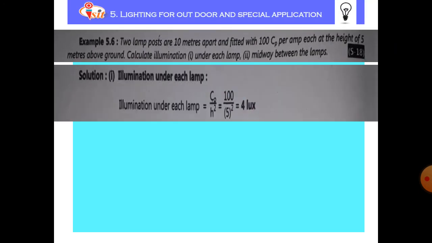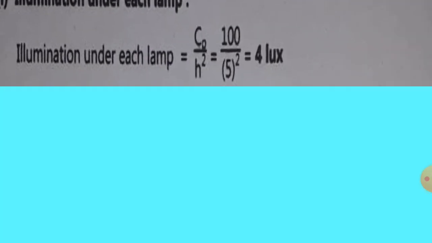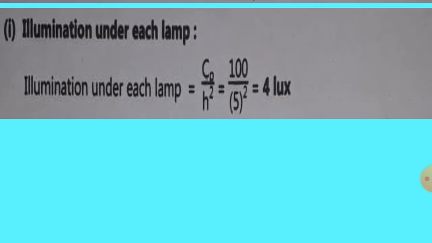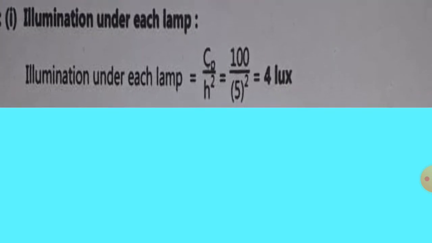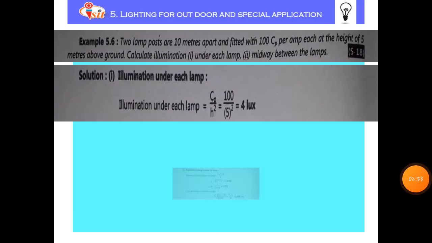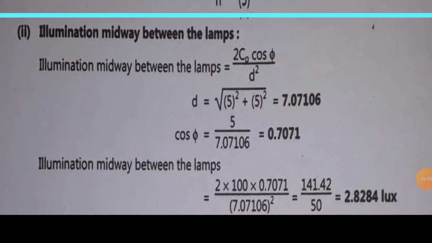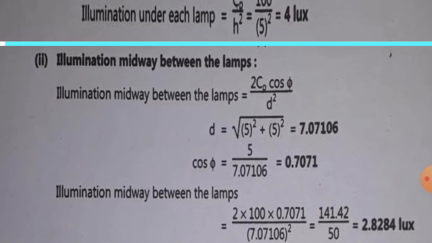Let us start with the formula to find the illumination under each lamp. We have the formula candle power divided by height square, which equals 100 divided by 5 square, as 5 meter is the height from the ground. So it gives a value of 4 lux for the illumination under the lamp. Then the illumination midway between the lamps.